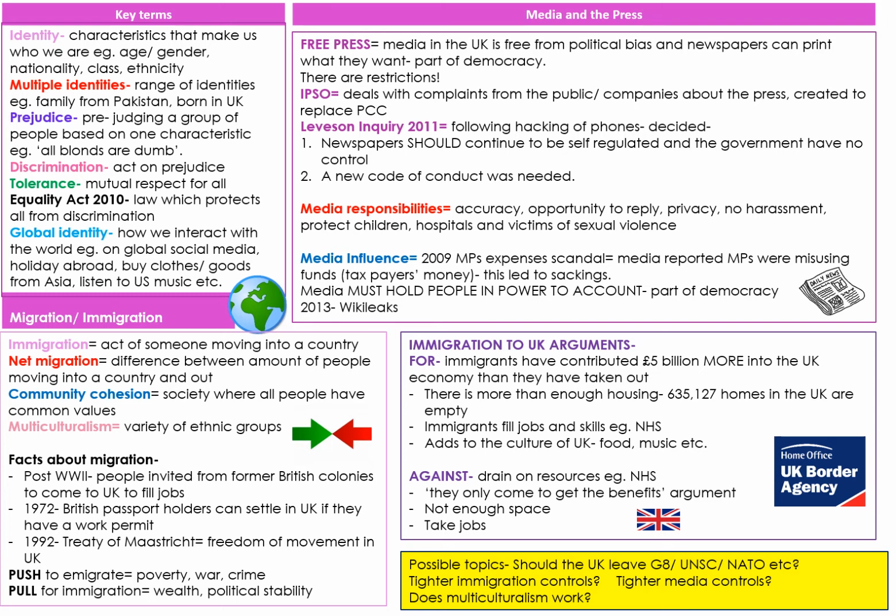Okay, so let's have a look at the media then. We know in this country, because we're a democracy, we've got a free press. That means that media in the UK is free from political bias, and that newspapers in particular can print what they want within reason. There are rules. They're not totally owned by the government. Our press is not owned by the government compared to somewhere like China where there's censorship, where they can't access the internet freely. We've got a free press. It's part of our democracy.